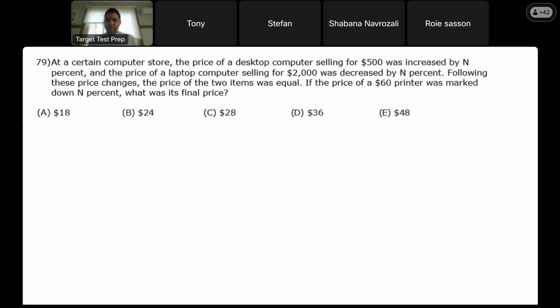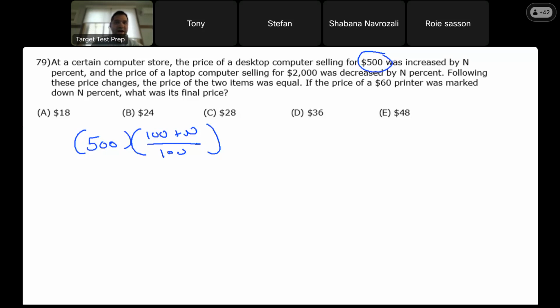All right, so as you guys can see, this one uses variable percents too. Some of the math is a little bit annoying here, but it's nothing crazy that can't be handled if done strategically and very step by step. So when you see the computer for $500 was increased by n%, that's quite simply 500 times (100 plus n) over 100.